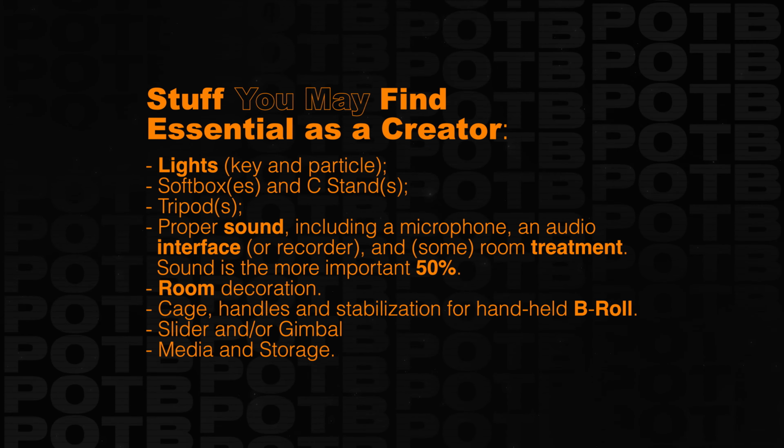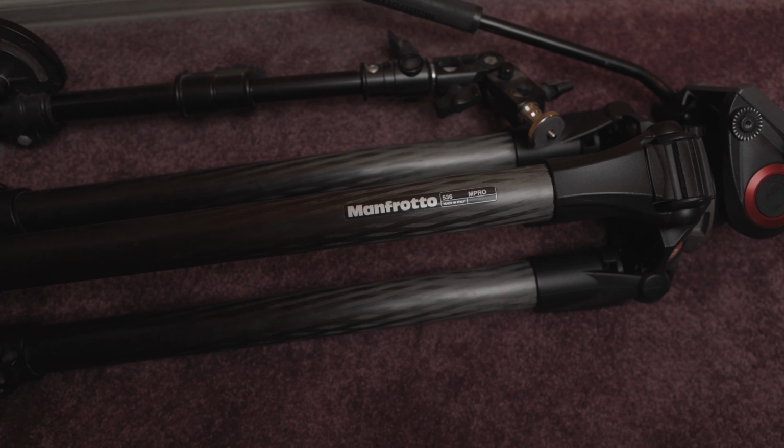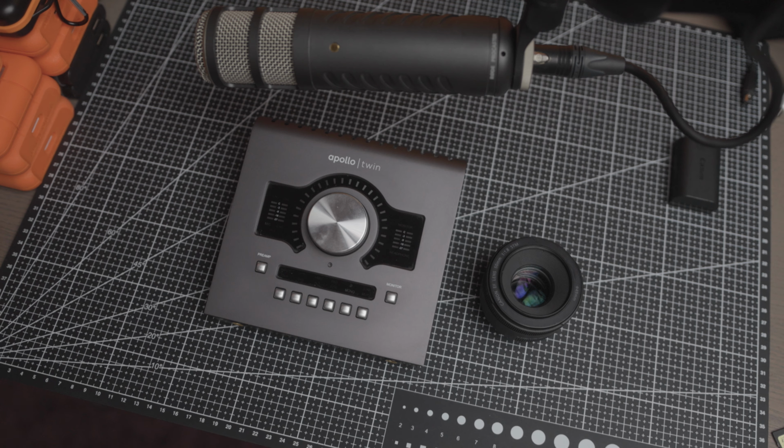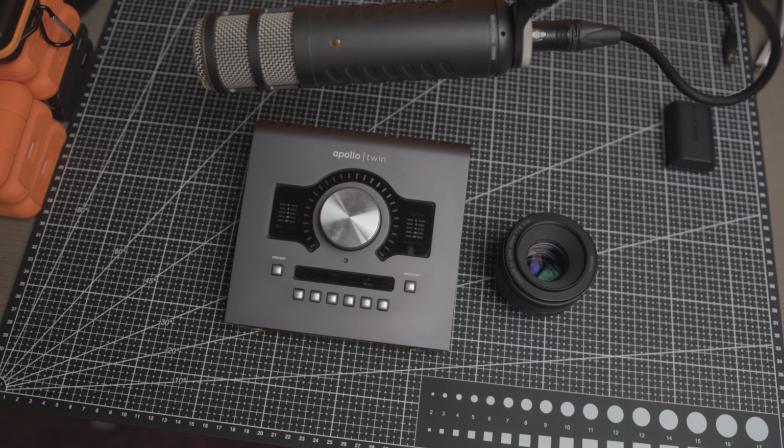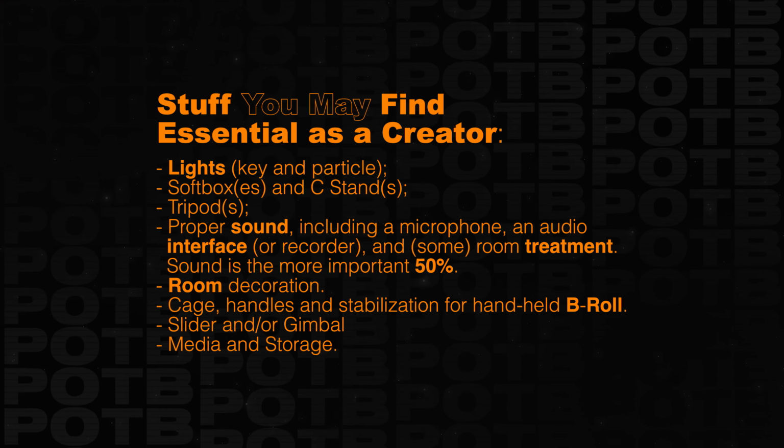This brings me back to the main point I'd like to reiterate. Only you can make a shot look good, and while gear plays a massive role, that exceeds far beyond sensor size. In the context of YouTube and content creation, you may need the following: key and practical lights, softboxes and C-stands, a tripod or maybe two if you switch between cameras, proper sound including a microphone, an audio interface and/or recorder, and some room treatment.